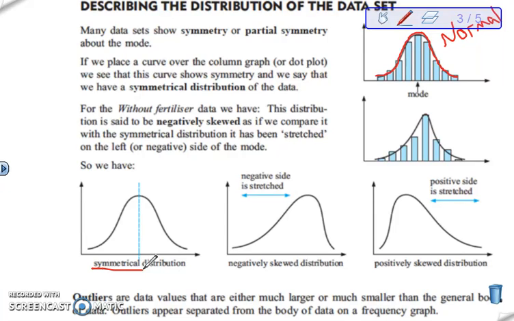So if you notice that the curve is skewed to one side or the other, then we're going to basically say that it is either negatively skewed if the left side looks stretched out, or positively skewed if the right side is stretched out.